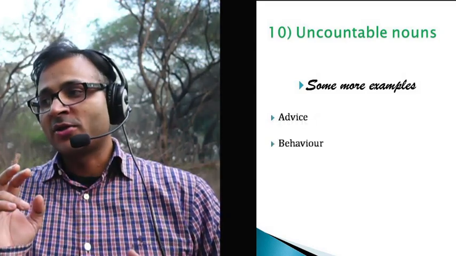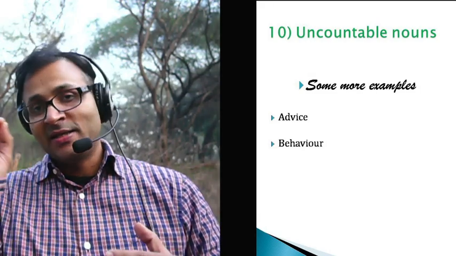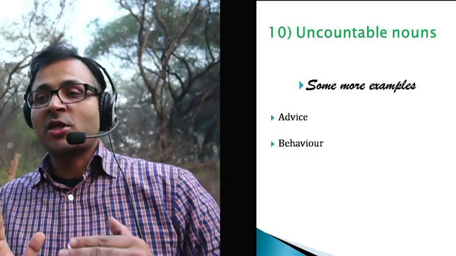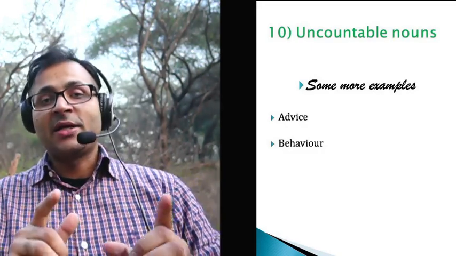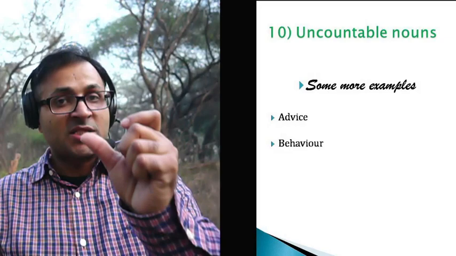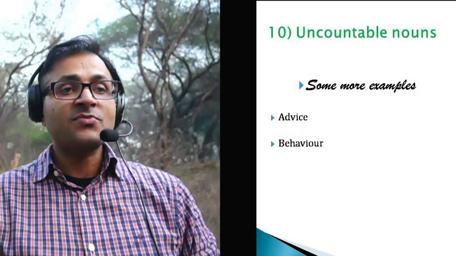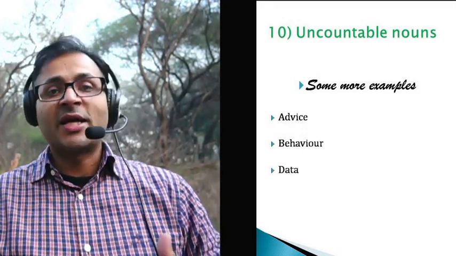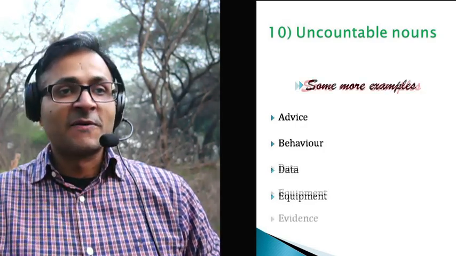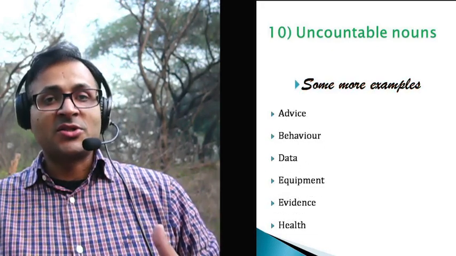I would point out here that some of the learners write advise with an s. With an s it is a verb, which is used as an action. For example, I advised him. But here with ce is a noun. So always remember there's a difference between advice with c and advise with s. With s it is a verb, and this one is a noun. Behavior. Next. Data. Equipment, as I told you, it's never equipments. Evidence, when you say evidence, there's an s sound at the end. Evidence, evidence. Health.